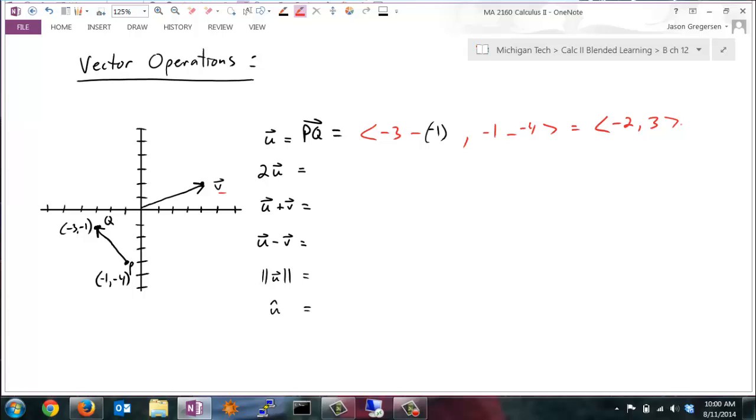And of course, that tells me also the associated position vector. The associated position vector would be back 2, up 3. It would be this vector. That would be my associated position vector.